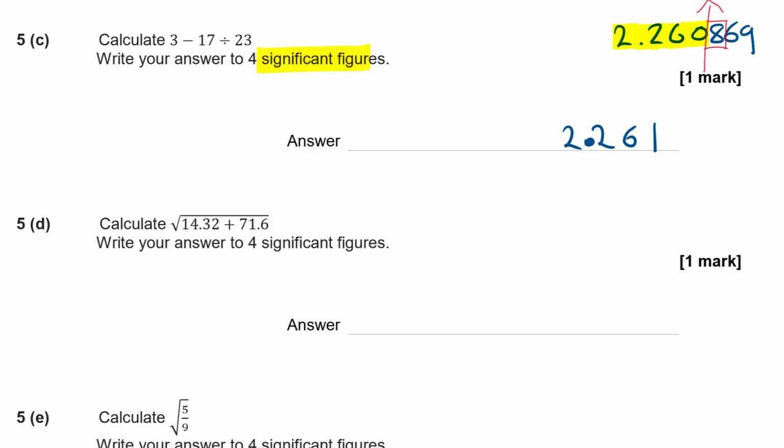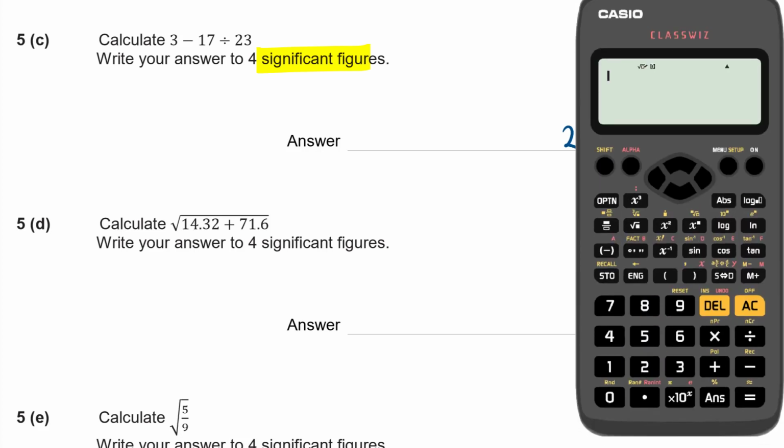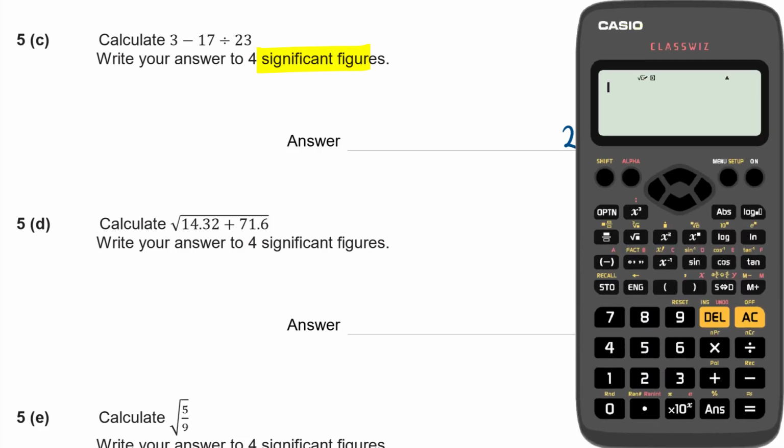Right, 5D, calculate the root of 14.32 plus 71.6. Okay, so getting out the calculator. I'm going to use the root button on the calculator, and it's going to be 14.32 plus 71.6. Just make sure that root symbol is stretching all the way across all of your values. And that comes out to be 9.269304. So let me write down those.